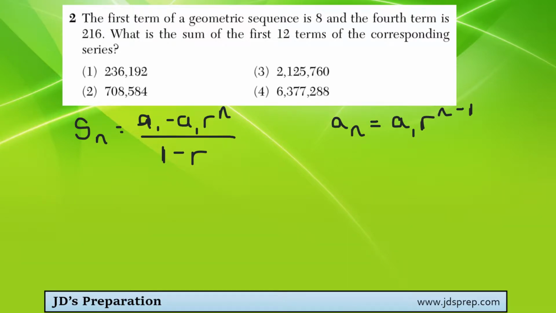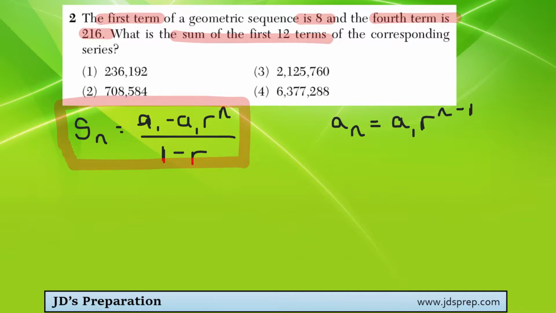In this problem, we're dealing with a geometric sequence. We are told that the first term is 8 and the fourth term is 216. And what it's asking us to find is the sum of the first 12 terms. So you can see I've written out here the two formulas we're going to be utilizing.